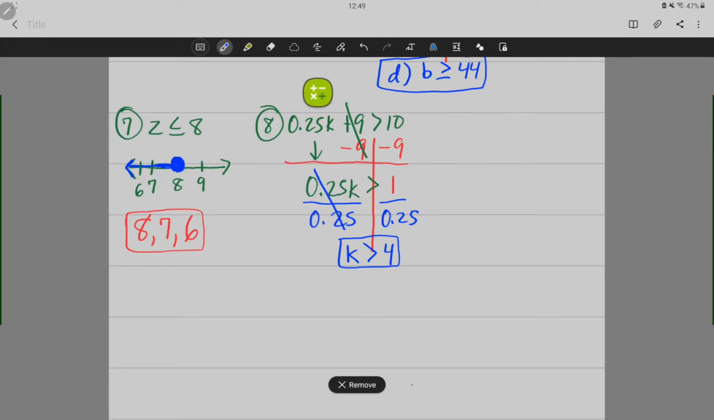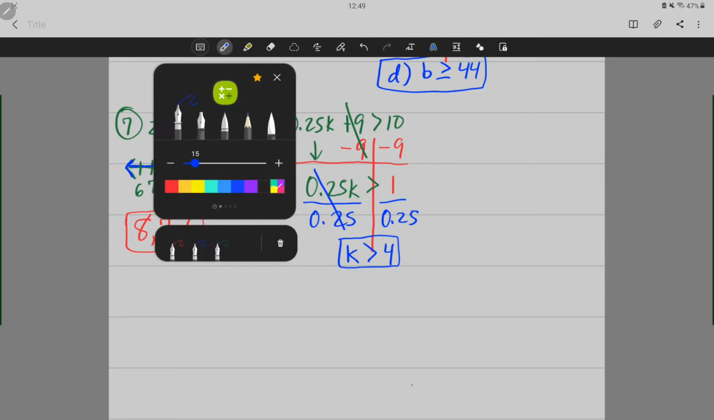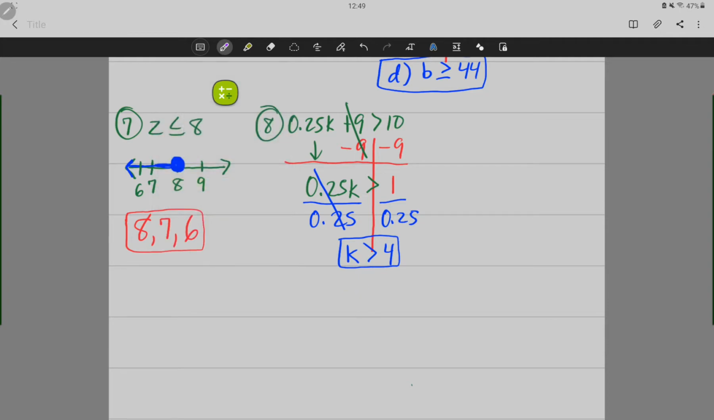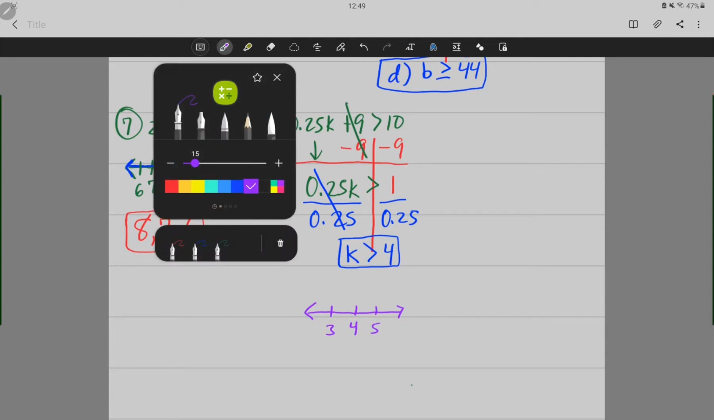So our solution to the inequality is k is greater than 4. And according to the number lines given on your page, that would be this one, where 4 is here, 5 is there, 3 is there. And since it's greater than, it starts on 4.